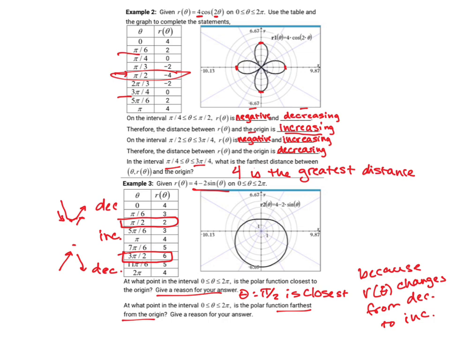And doesn't that relate to this picture? At 3 pi over 2, isn't it the furthest away at 6? So theta equals 3 pi over 2. And your reason, give a reason for your answer, would be because r of theta changes from increasing to decreasing. Perfect.